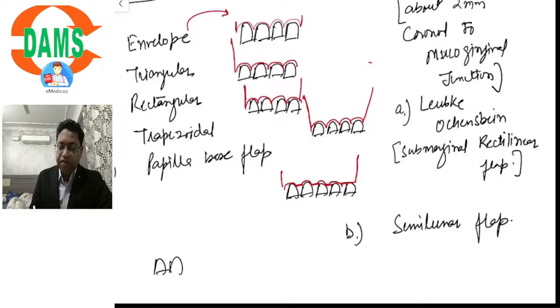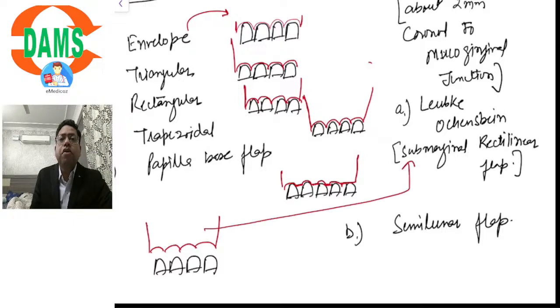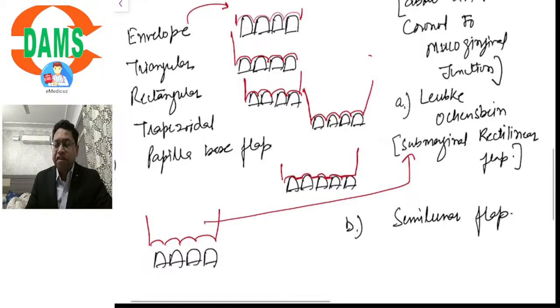If this is the quadrant of teeth and we place a horizontal incision into the attached gingiva with two vertical releasing incisions, it becomes a Luebke-Oschenbein flap. You can see how it is different from the full thickness flap: the location of the horizontal incision. It is inside the attached gingiva, so it is called Luebke-Oschenbein flap.